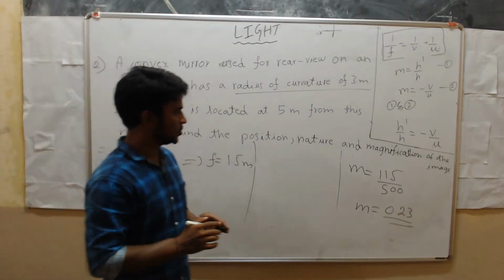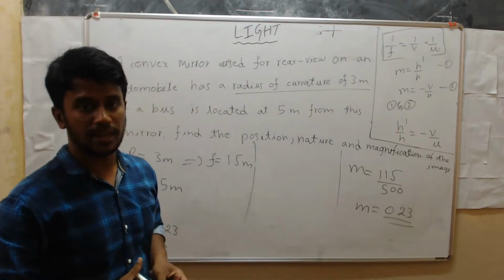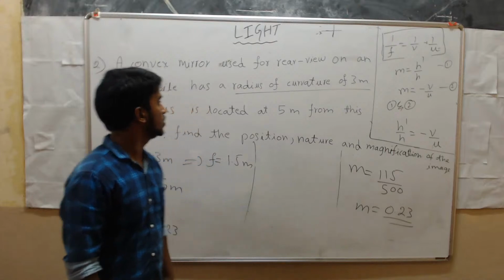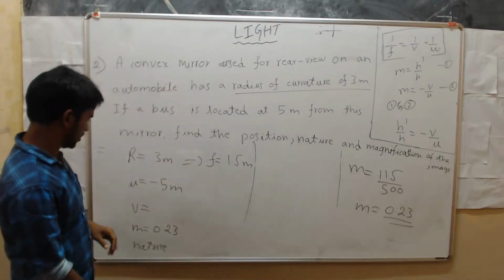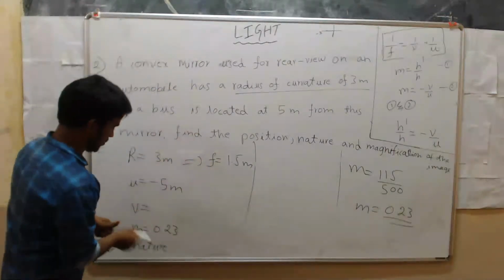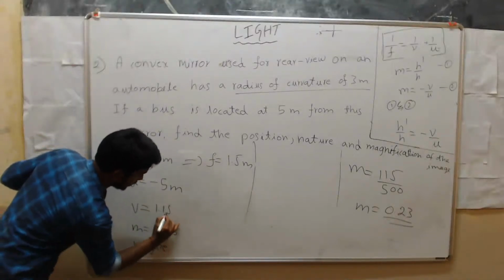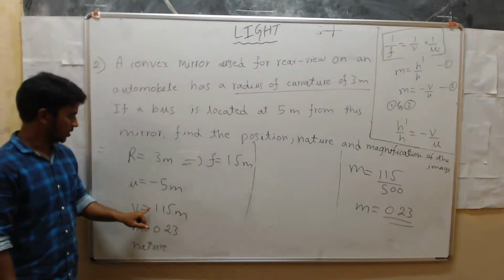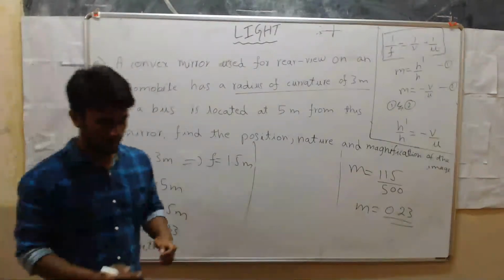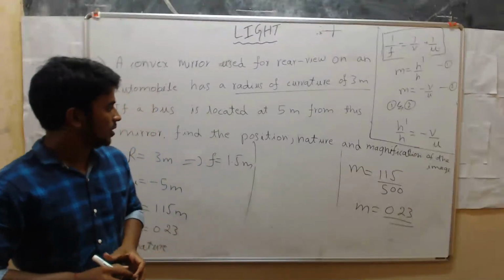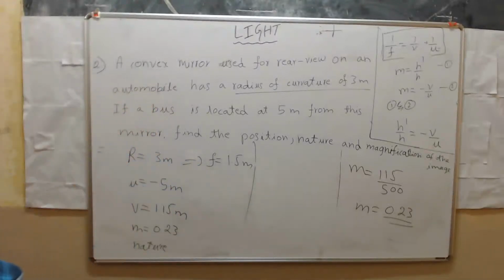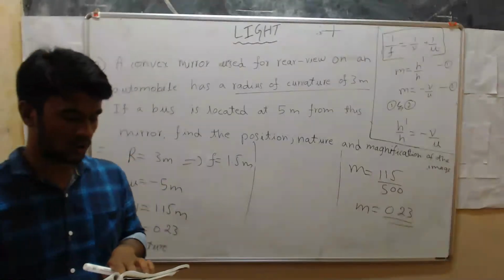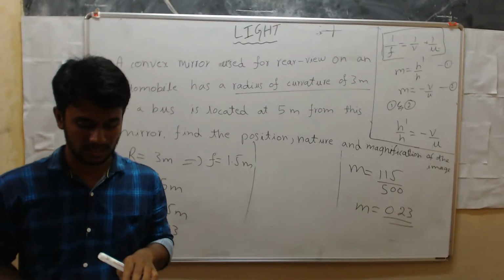So what is the nature of the image? The nature of the image is virtual and erect. Why? Because it is a convex mirror, and we got a v value of plus 1.15 meter. So it is behind the mirror, that's why the image is virtual and erect. I'm once again saying, in your textbook, example 10.1, it's not size of the image. Just do the correction.